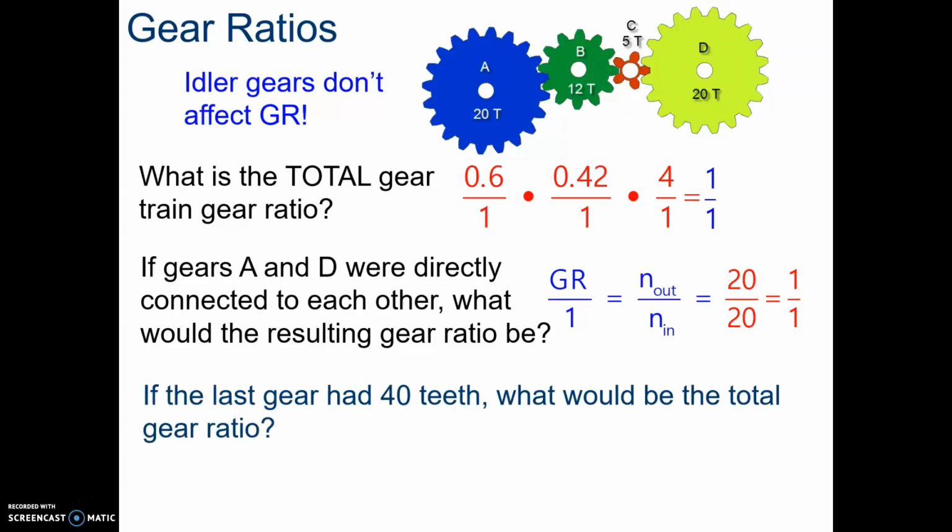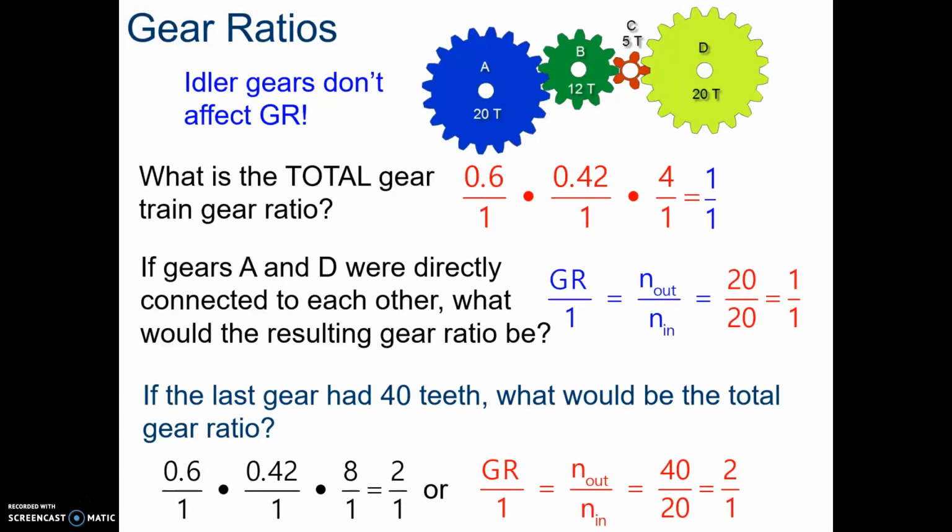If the last gear had 40 teeth, what would be the total gear ratio? Well, if the last gear had 40 teeth, we could redo the math, or we could do it much simpler and ignore the idler gears, and we would just simply do 40 over 20, and that would be 2 to 1. So if D instead had 40, we would divide 40 over 20 and have a 2 to 1 ratio. Or you could do it the long way over here in the black font and use idlers, but we know that's just wasting time.